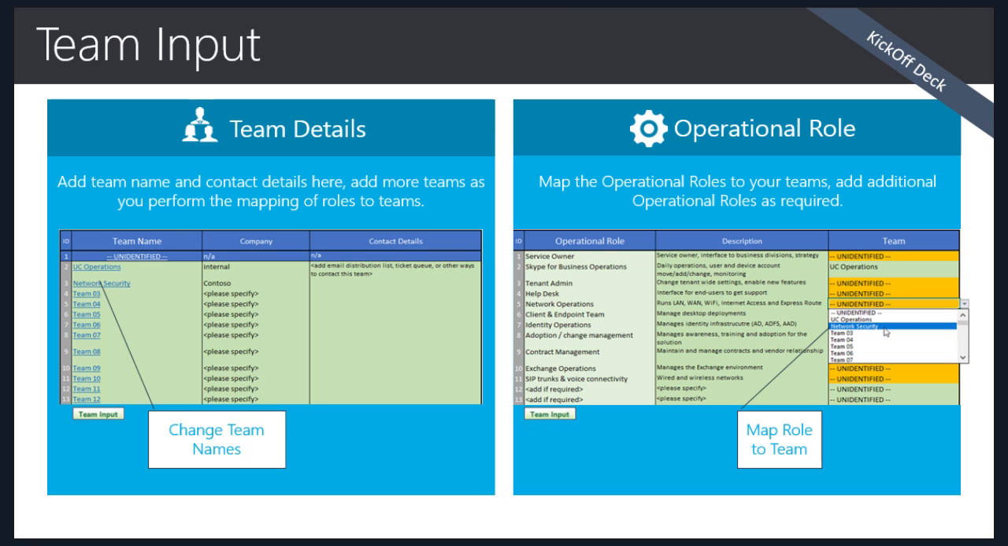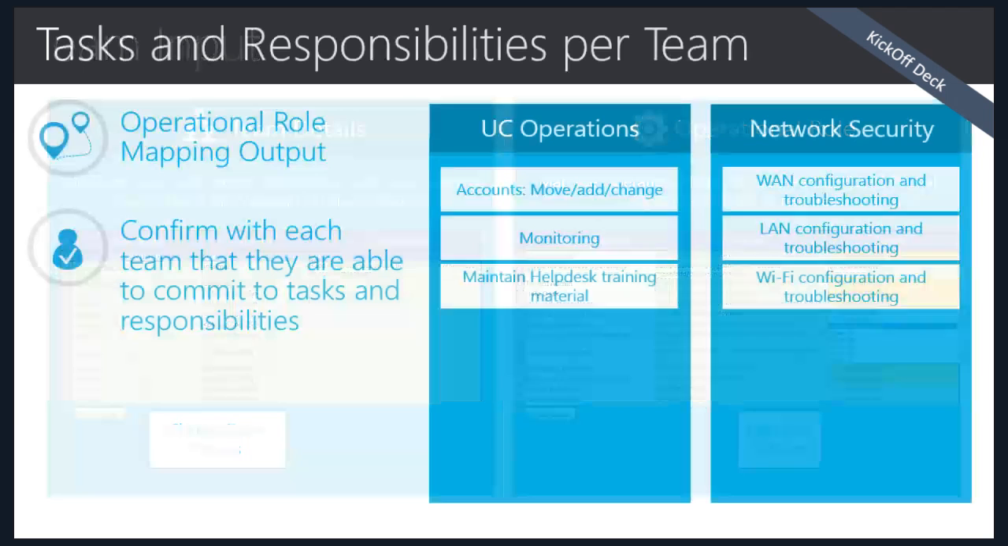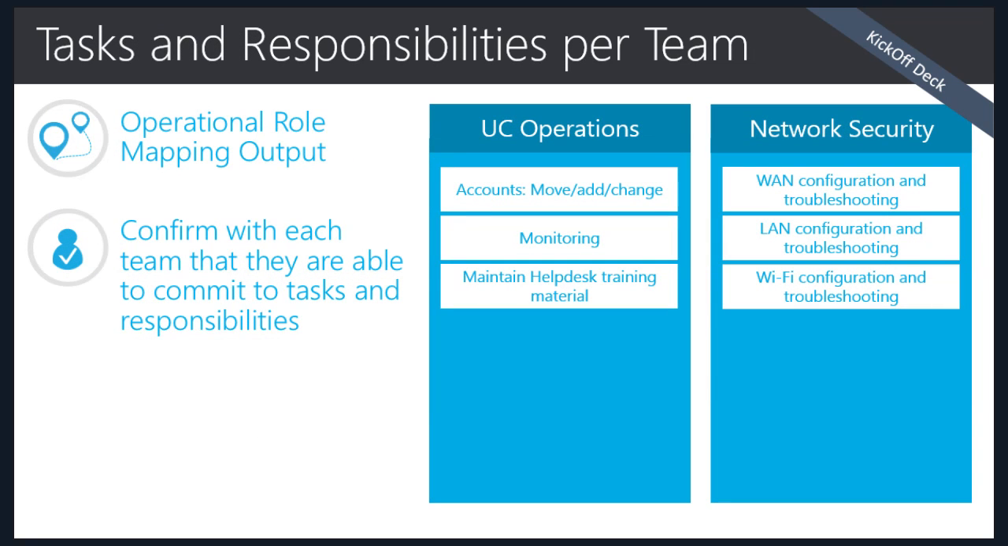As a result, what you will then see is really the breakdown per team. So for the network security team, we've identified 3 tasks that they need to perform as an example, and for the UC operations, we have another 3 tasks. The reality is that the list is much longer, but for the purpose of this training, I've just used these 3 as an example.